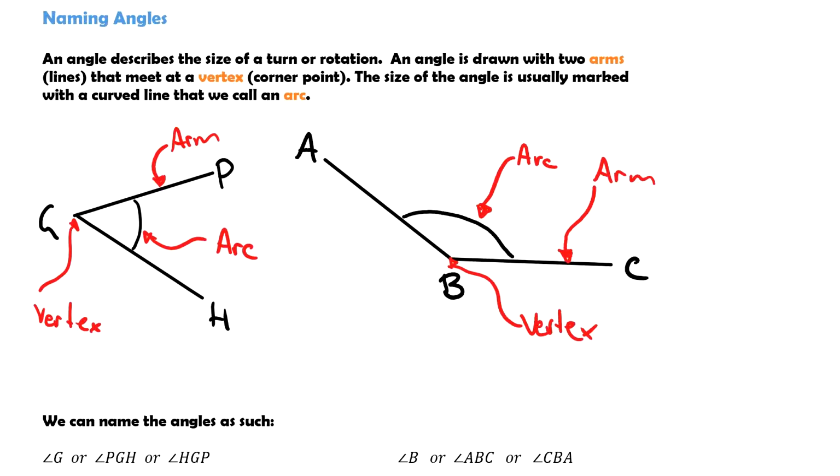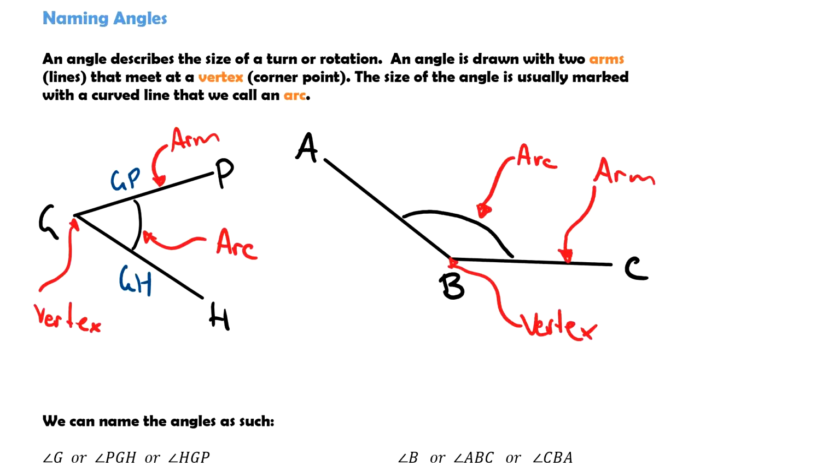On the left you have PGH. The vertex is at G because that is where the two arms connect. Now you could also name the arms. This arm could be called GH and this arm could be GP. Now the arc is the curved line that you can see there that the arrow is pointing to.